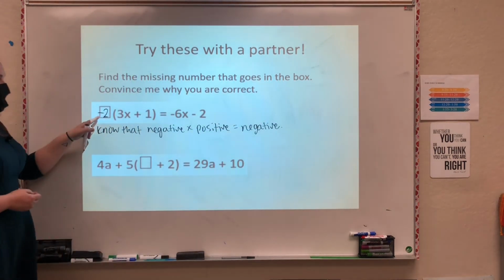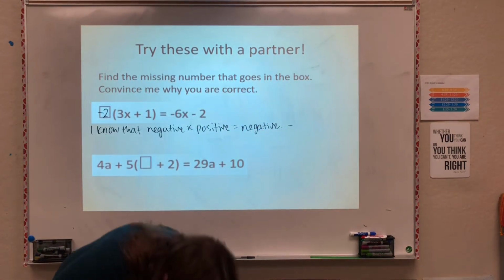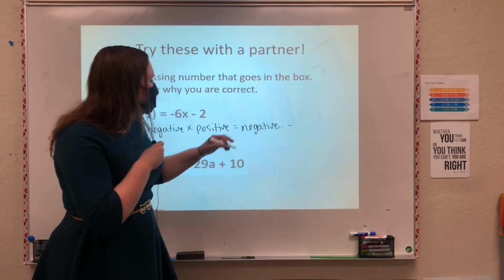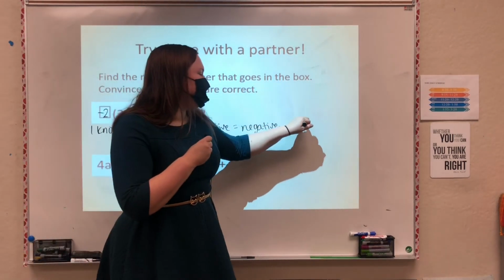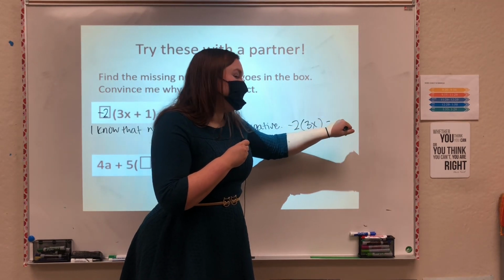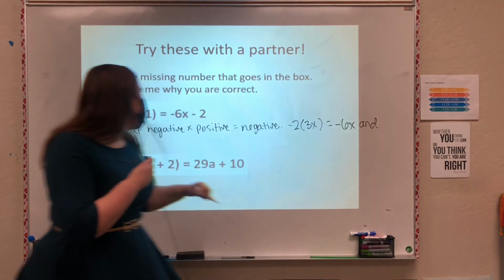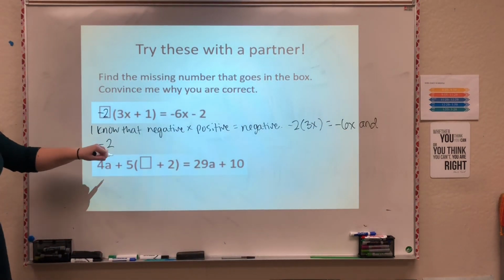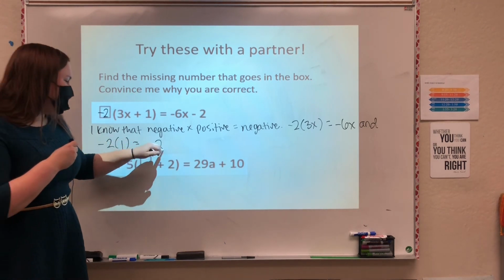And then I also heard you say negative 2 times 3x equals negative 6x, and you also said negative 2 times 1 equals negative 2. So something like that.